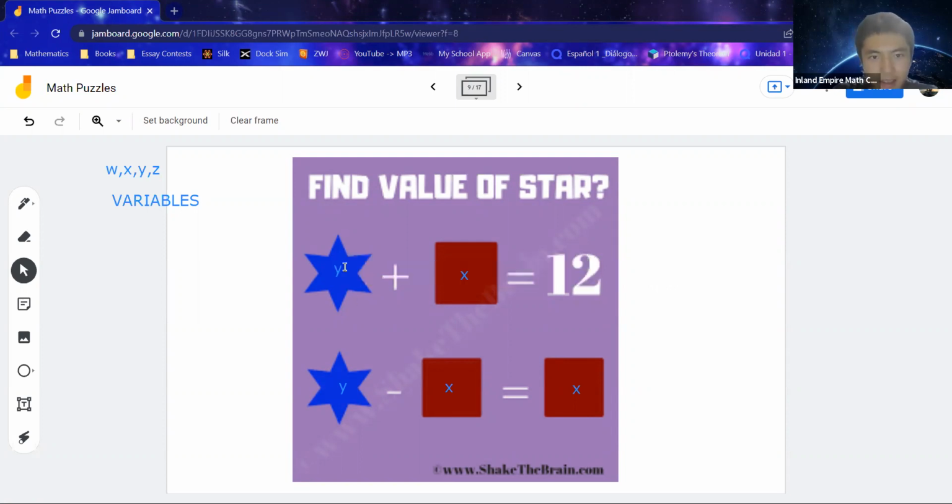All right, so what does this bottom equation tell us? What relationship can we create between x and y given that y minus x equals x? What can we say about y and x? Lloyd, you have any ideas? Joyce? Think about how we talked about 1 square plus 1 square equals 2 squares.